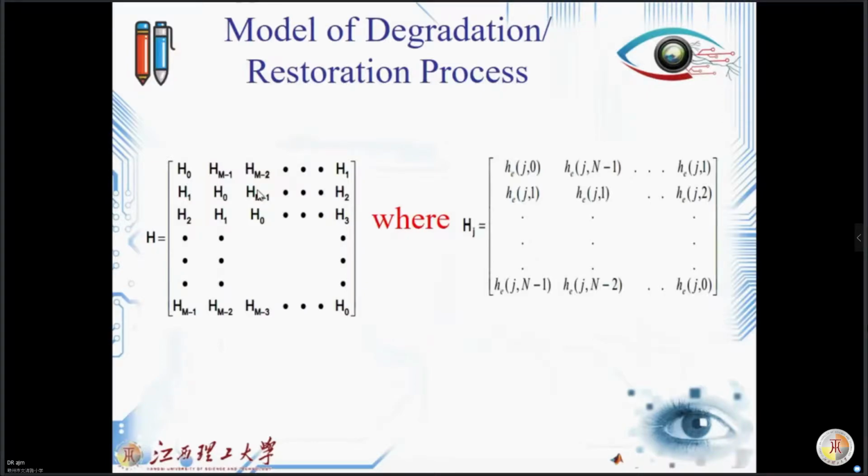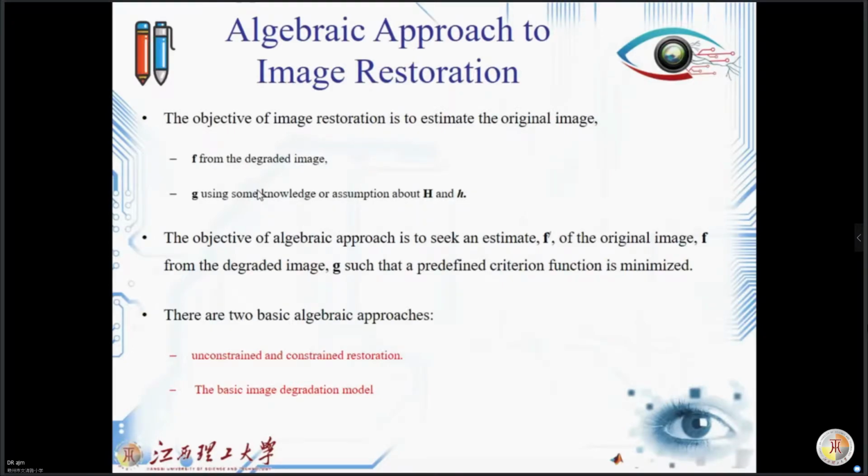But after this, we want some algebraic approach for image restoration. First of all, we should know the objective of image restoration is to estimate the original image F from the degraded image G, using some knowledge or assumption about capital H or small h, which we had in the previous formula. The objective of the algebraic approach is to seek an estimate F prime of the original image F from the degraded image G such that a predefined criterion function is minimized.